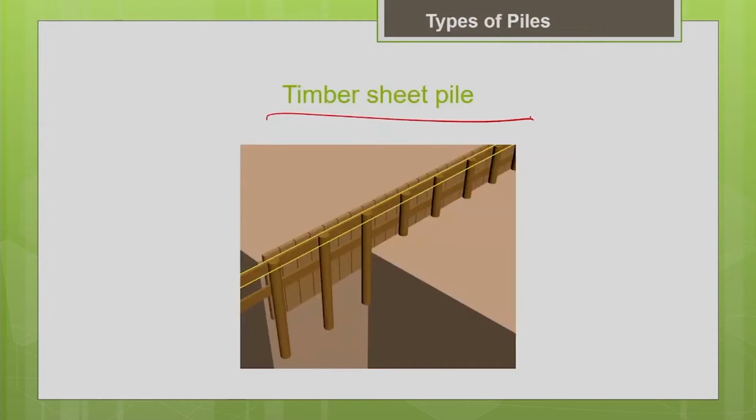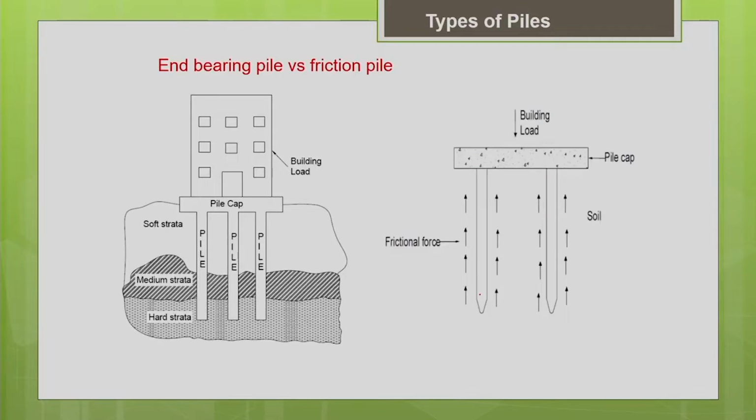This is the picture of the timber sheet pile. As you know, timber is the oldest building material, we have been using this material for so many centuries. Even now we use it wherever the timber is abundant. Other types of piles are the end bearing pile and the friction pile, based on the mode of load transfer.